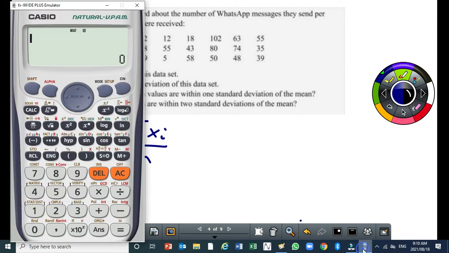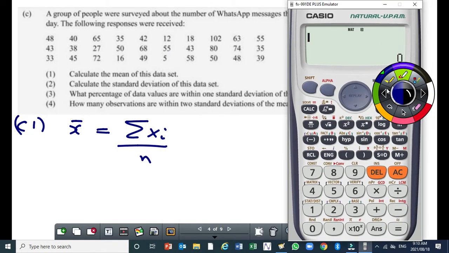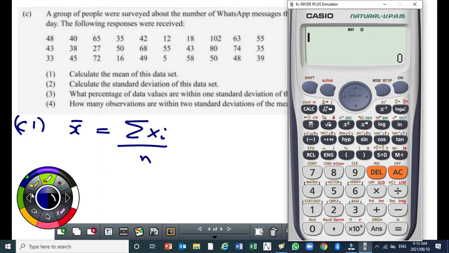Now, the good thing is your calculator can do it quickly for you. So I want you to take out your calculator. As I do it, you also do it. You need to have your calculator in front of you, and as I do it, you do it. So we've got 48. First thing, you go to mod, then number 2, that's for statistics.